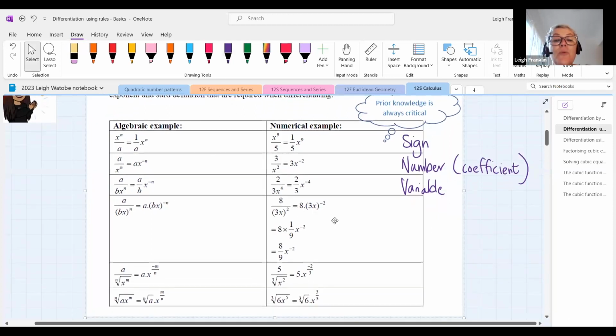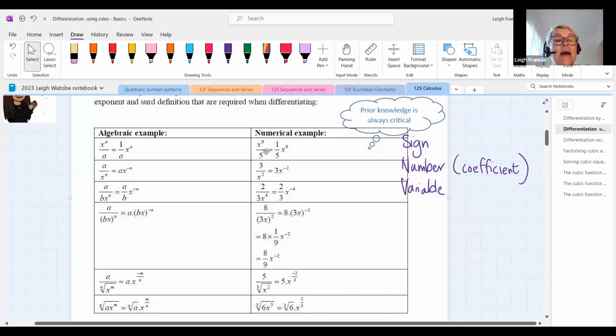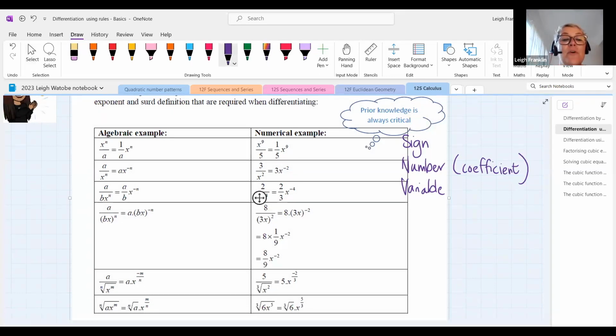If they give you something like the first example over here, x to the power of 9 over 5, that means 1 over 5 times x to the power of 9. There's an invisible 1 sitting over here. So we need to be able to separate it so that we can see the sign, which we know is positive. The number in this case is 1/5. Our variable is x, and we can see our exponent.